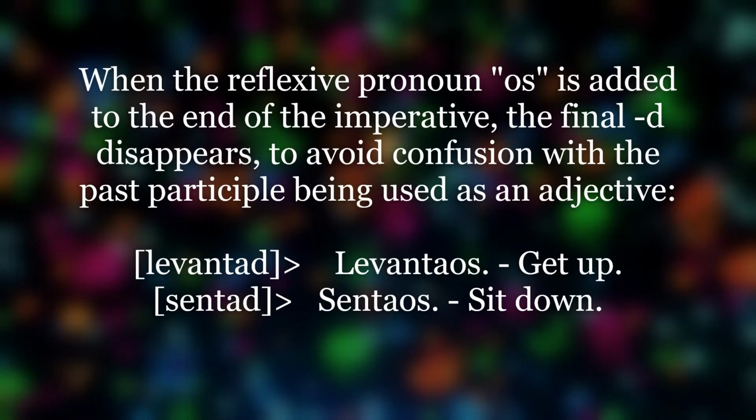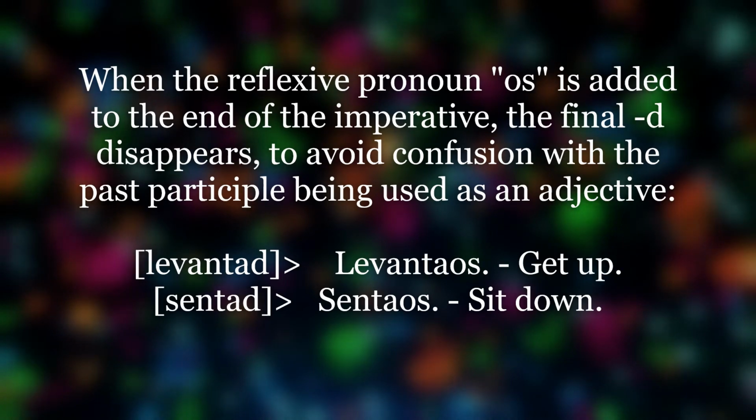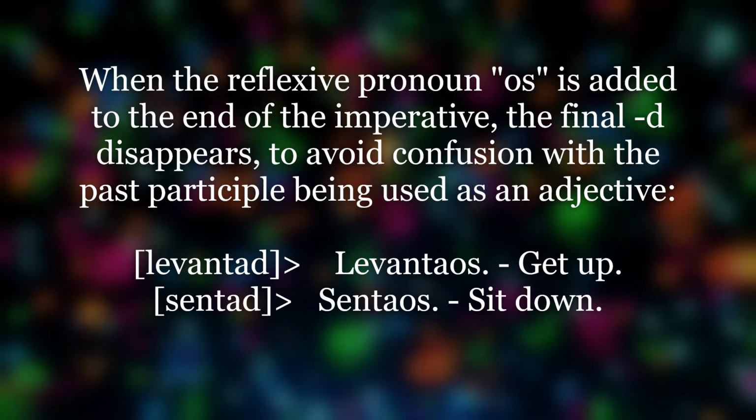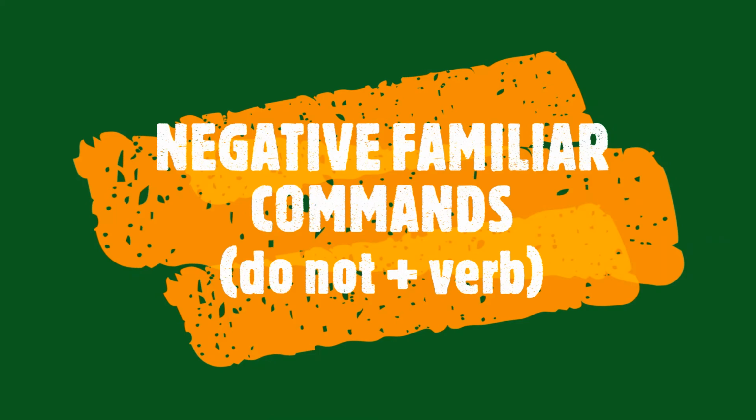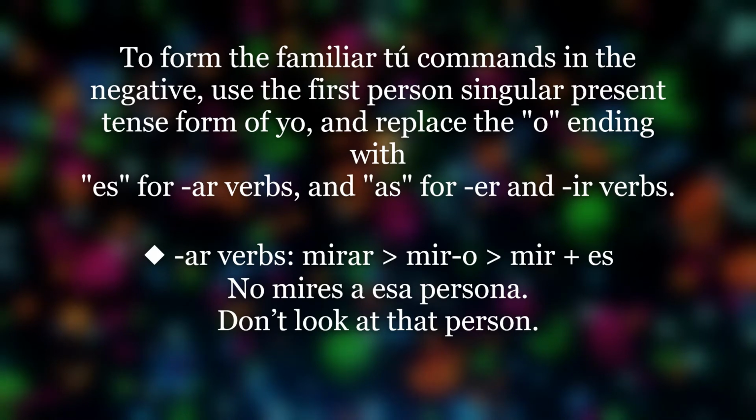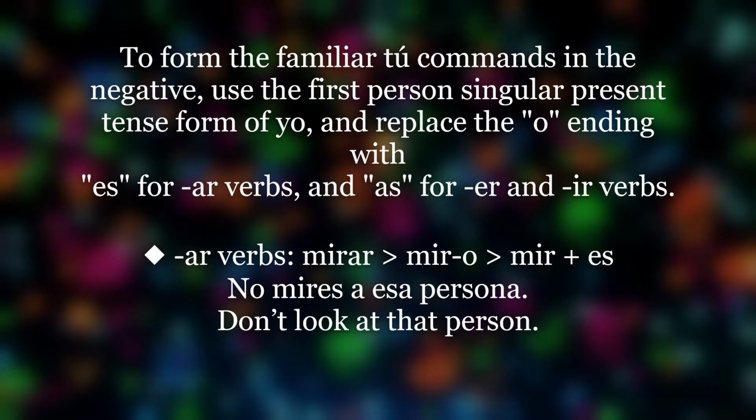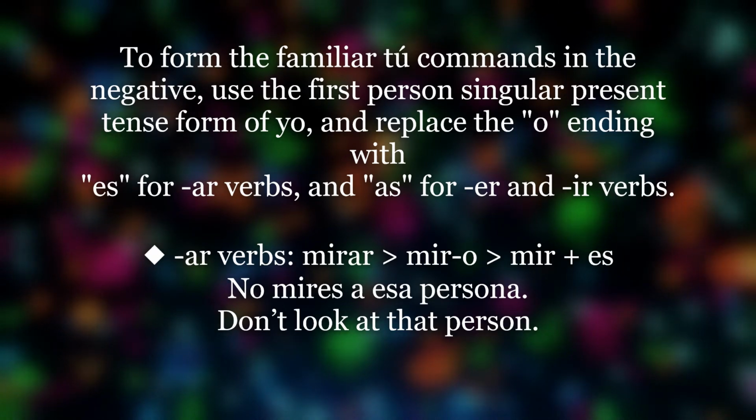When the reflexive pronoun os is added to the end of the imperative, the final d disappears to avoid confusion with the past participle being used as an adjective. To form the familiar tú commands in the negative, use the first person singular present tense form of yo and replace the o ending with es for ar ending verbs and as for er and ir ending verbs.